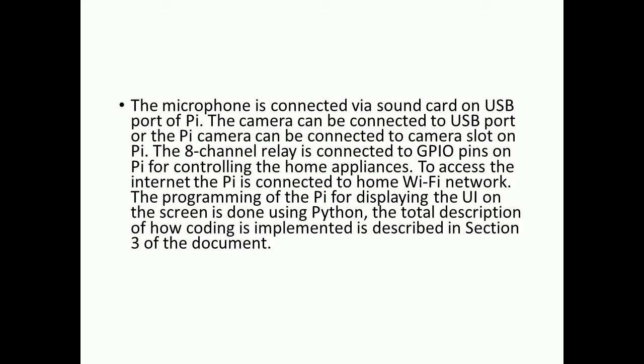The microphone is connected via sound card on the USB port of the Pi. The camera can be connected to the USB port, or the Pi camera can be connected to the camera slot on the Pi. The 8-channel relay is connected to GPIO pins on the Pi for controlling the home appliances. To access the internet, the Pi is connected to the home Wi-Fi network. The programming of the Pi for displaying the UI on the screen is done using Python. The total description of how coding is implemented is described in section 3 of the document.